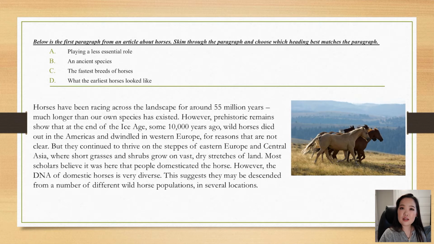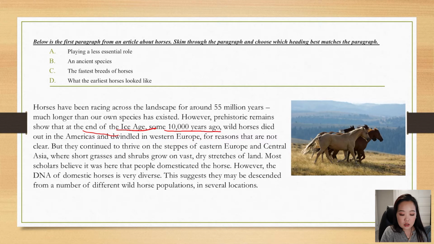Do you have an answer yet? Let's skim through the passage real quick and find the answer. Horses have been racing across the landscape for around 55 million years. 55 million years, that's a long time. There's a time description here. And the second thing I noticed would be in the third line, Ice Age, showing that at the end of the Ice Age, 10,000 years ago, wild horses died out in the Americas.